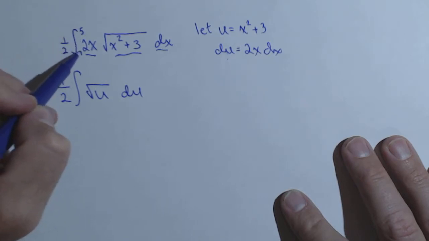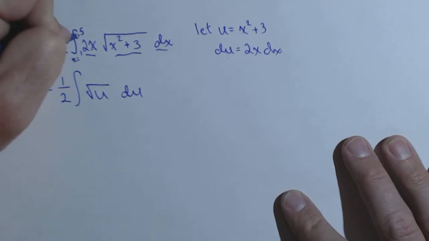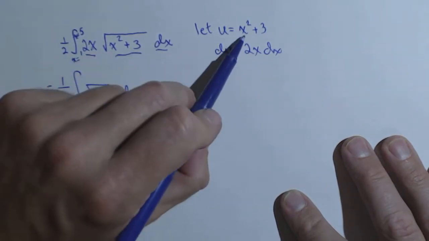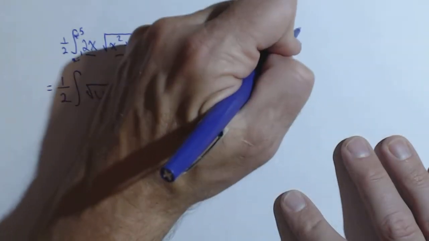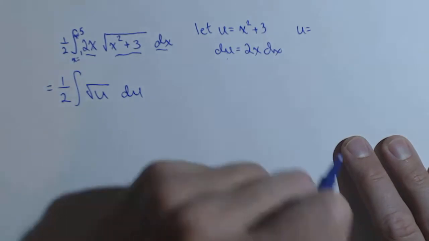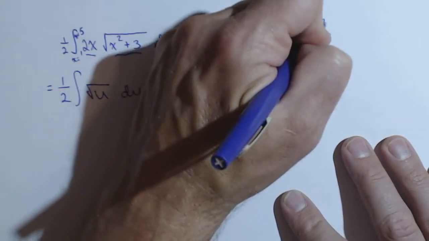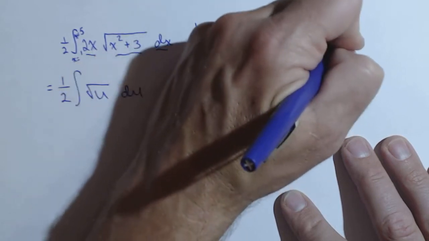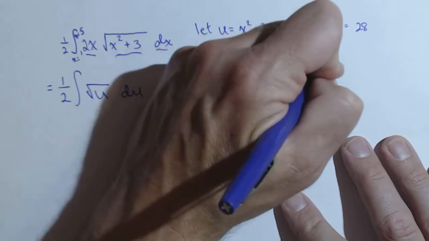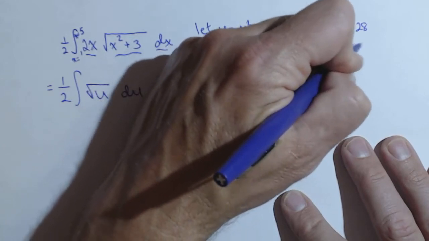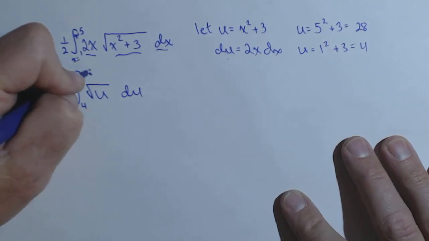All right, these limits here are x values. What we'd like them to be is u values, and here is the relationship between x and u. So we can actually just go ahead and calculate those limits. The upper limit is 5 for x, so 5 squared plus 3, which is going to be 28. And the lower limit is 1 for x, so 1 squared plus 3 is 4. And so now my integral will go from 4 to 28.